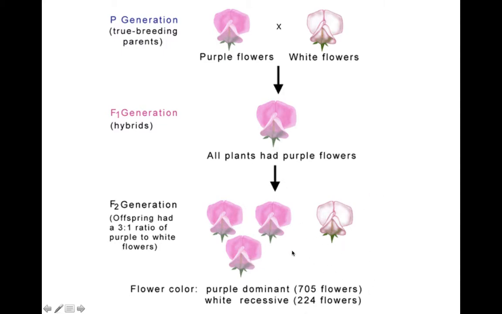If you take a look at this one, there was up to 705 purple flowers and 224 white flowers. If we were to reduce that down, it would actually be a ratio of 3-to-1. Do you really need to know all that? No. You basically need to know how to set up the cross. This is just relating this to what you guys learned about yesterday or the day before.